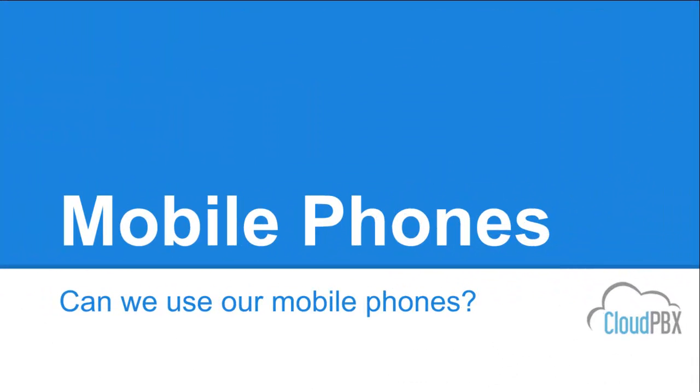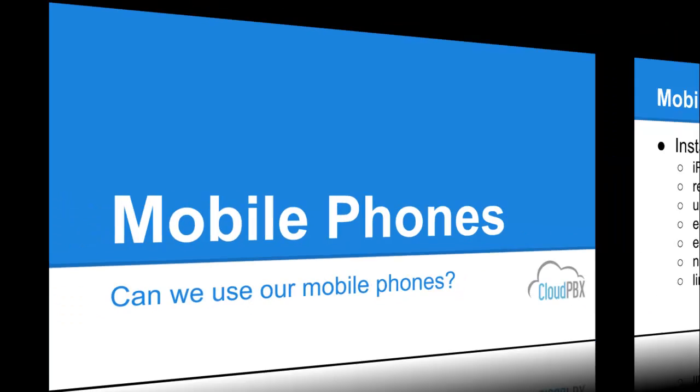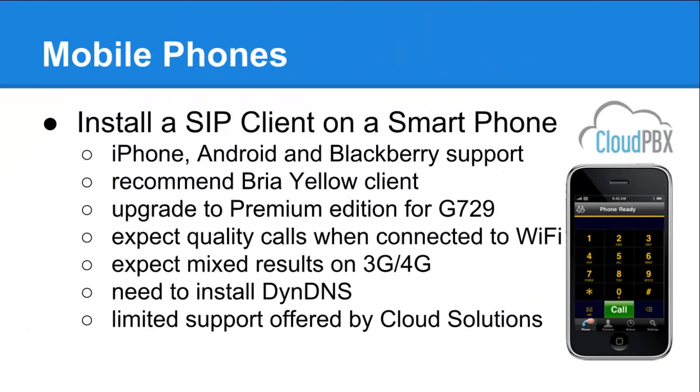Mobile phones. This is one of the most frequent questions we're asked. Can I use my mobile phone with your solution? You can do that by installing a SIP client onto your smartphone. iPhone, Android, Blackberries are supported. We recommend the Bria Yellow client from Counterpath. We also recommend that you upgrade to their premium edition of their software and don't just use their free version.